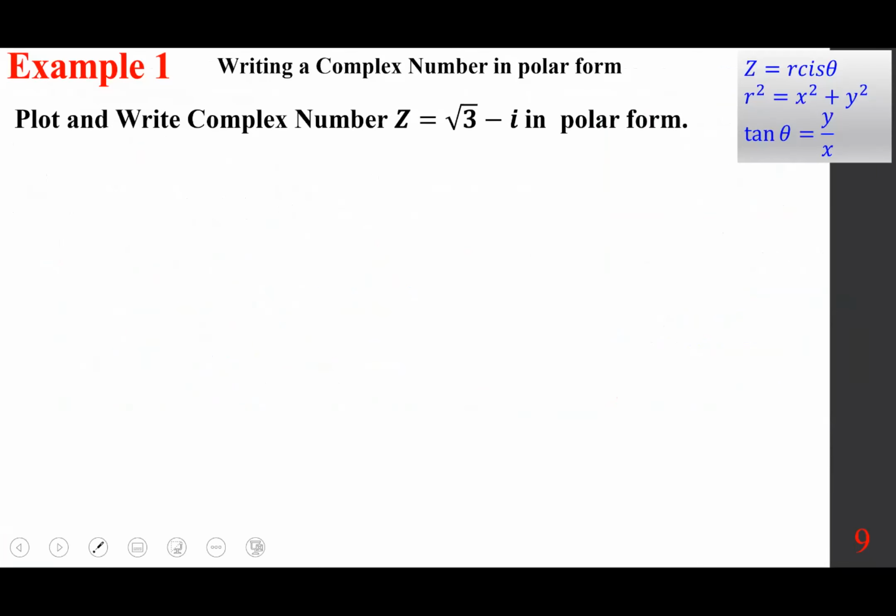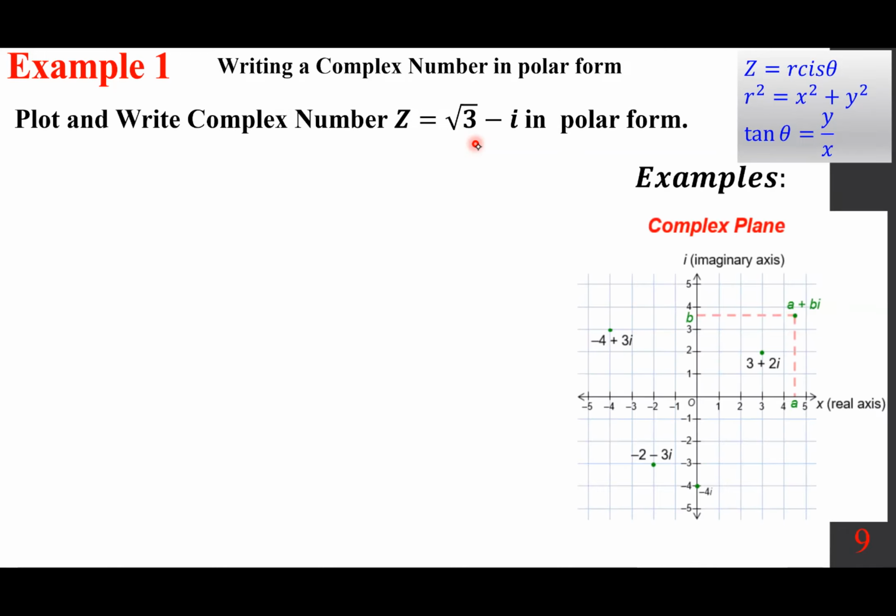Let's get started. For example, we want to plot and write the complex number z equals square root of 3 minus i. So first, let me give you a synopsis of some examples, just as we've seen before. If I'm interested in a plus bi in general, I go a units along the x-axis, which is now the real axis, and I'm going to go b units along the y-axis, which we are going to call the imaginary axis, or how many i's in essence.